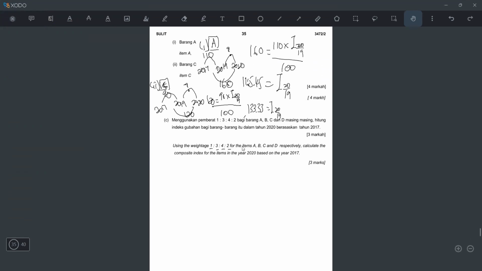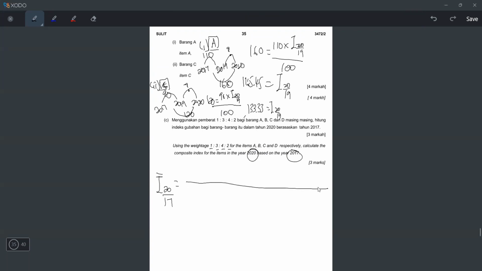So using the weightage 1342 for items A, B, C, D, calculate the composite index for 2020 based on 2017. It means they want you to find the I dash, for 2020 based on 2017. Can you tell me what's the formula?